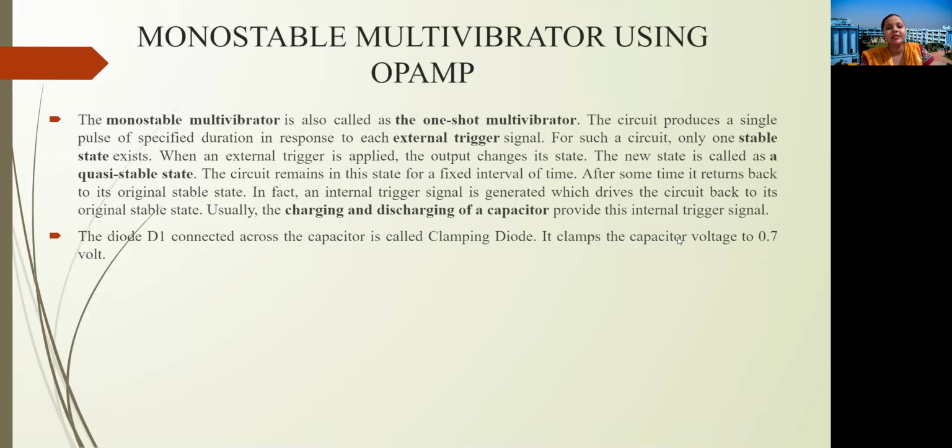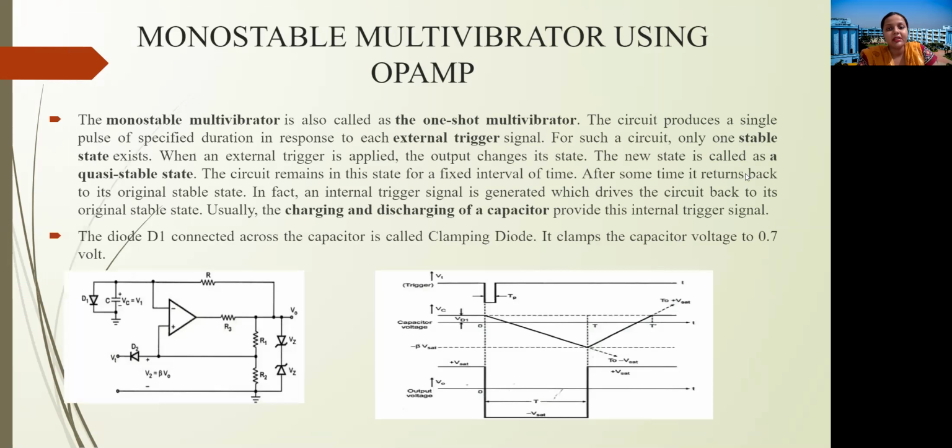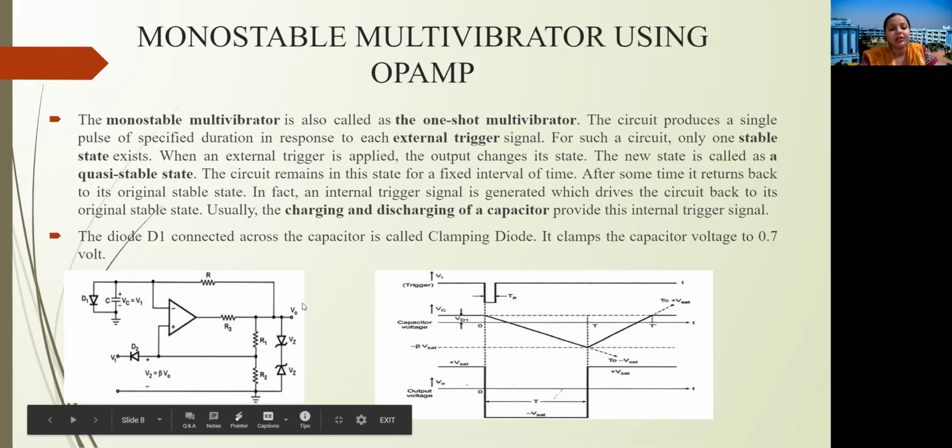Next, this is monostable multivibrator using op-amp. Now the monostable multivibrator is also called one-shot multivibrator. This circuit produces a single pulse of specified duration in response to each external trigger. Right, so in this figure we can see a configuration of monostable multivibrator.